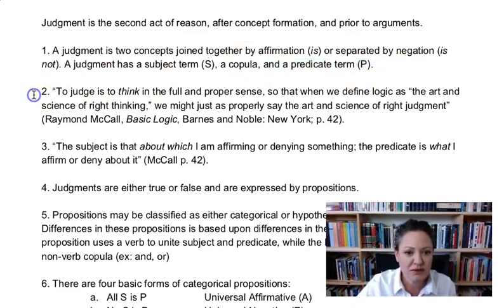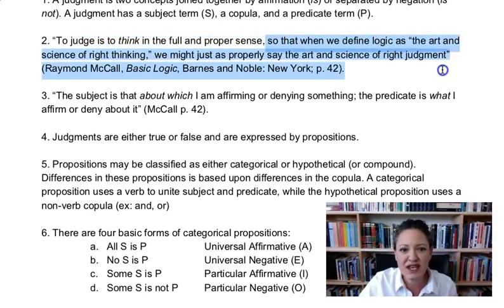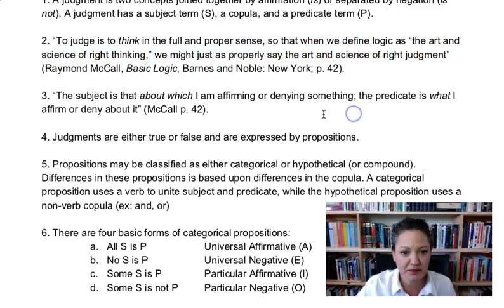All right, so here's some quotes from the Basic Logic book that I just showed you. To judge is to think in the full and proper sense, so that when we define logic as the art and science of right thinking, we might just as properly say the art and science of right judgment. So logic wants to help us to make right judgments. Right thinking is right judgments. Judge things properly.